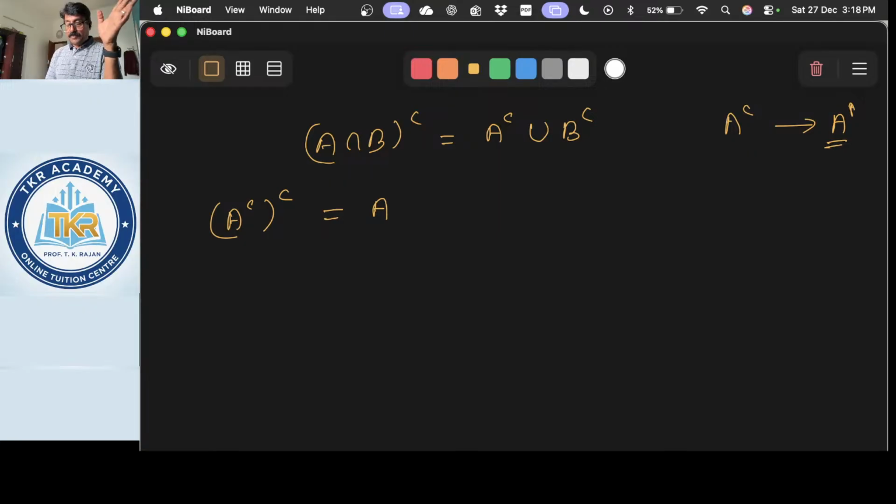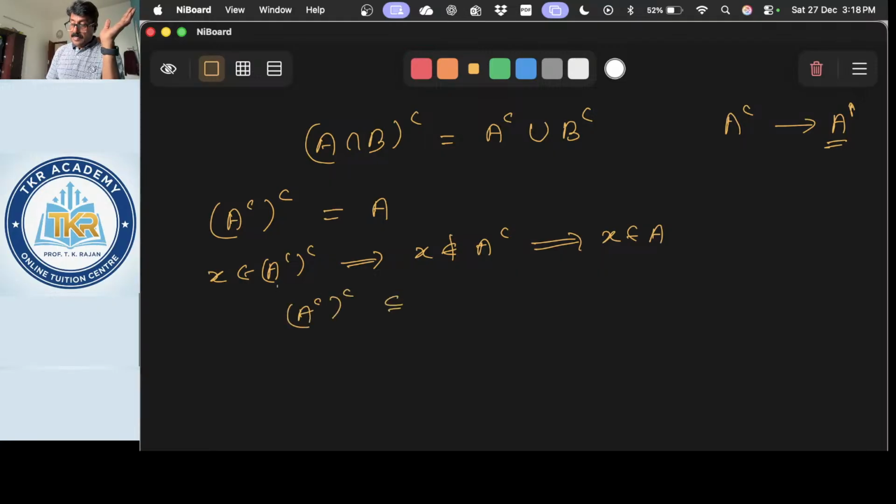So here also you have to prove the same thing. You take any X in A complement complement, which shows that X is not in A complement, which shows that X is in A. Therefore, A complement complement is a subset of A. And the reverse also you can prove: if X is in A, then X is in A complement complement. Thus, you are getting this relation: A complement complement is equal to A.